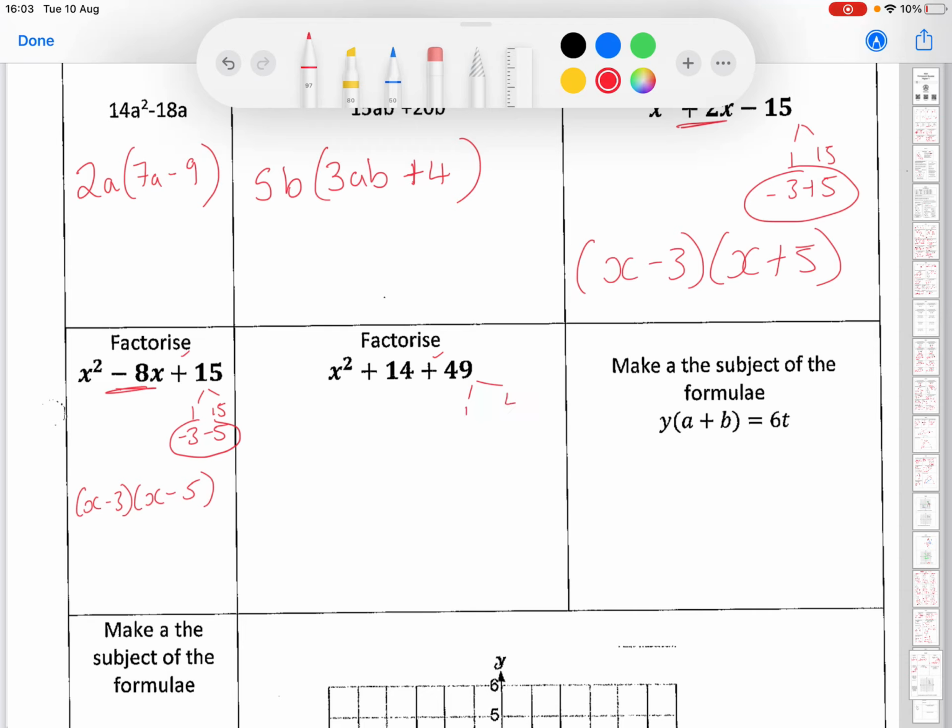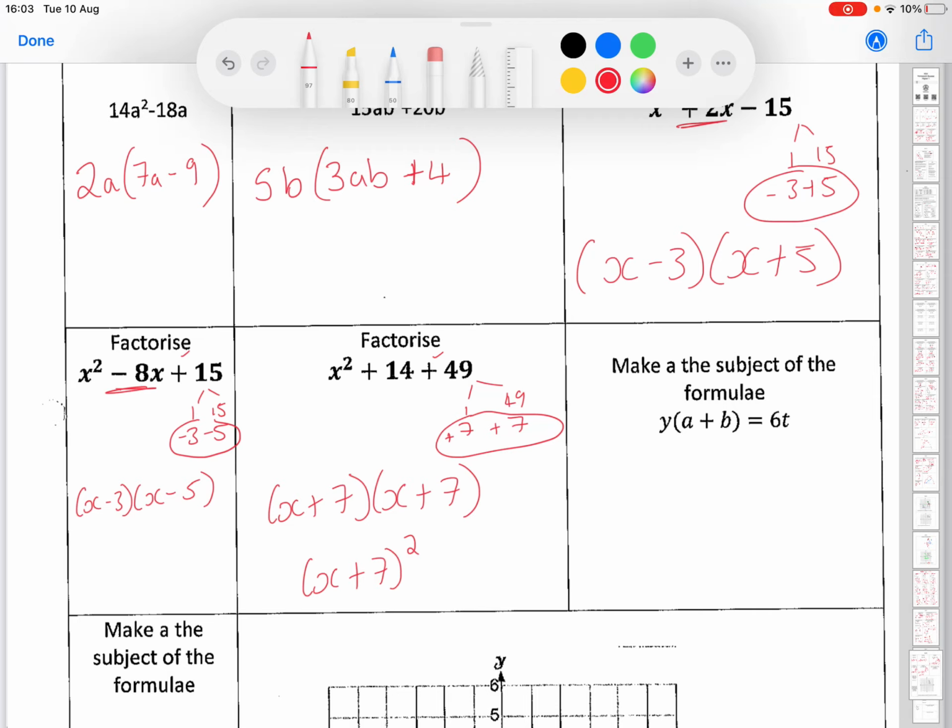Next one, it also says plus 49. So we need two signs the same again, either two negatives or two positives. So I write down my factors of 49. We've got 1 and 49 and 7 and 7. So 7 and 7 are going to make 14 if they are both positive. So we've got x plus 7, x plus 7. You could also write that as x plus 7 squared. Okay, it won't matter either way. I mean, x plus 7 squared is better, but it doesn't matter.